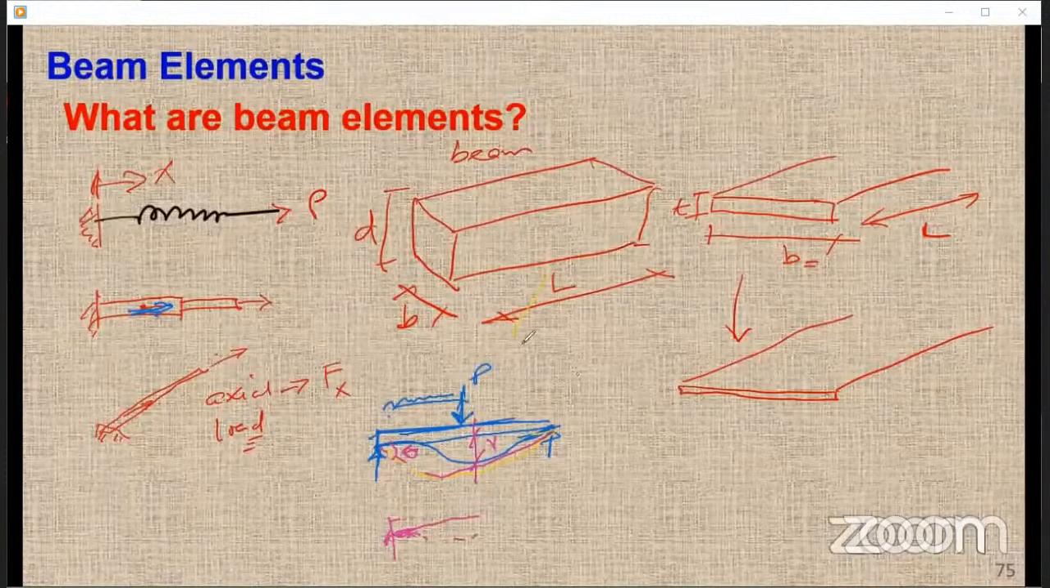So therefore, for the bar element that we were talking about, there was only 1 degree of freedom per node, a 1 degree of freedom element in the local coordinate system, of course. That was the axial displacement. But for the beam element, the degrees of freedom are the rotation theta and the vertical displacement, V or dy. So it'll be transverse displacement as well as rotation.